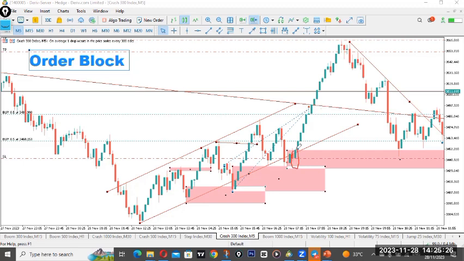Then another order block was formed here. When this order block was formed here, basically I knew it was another opportunity for me to trade.